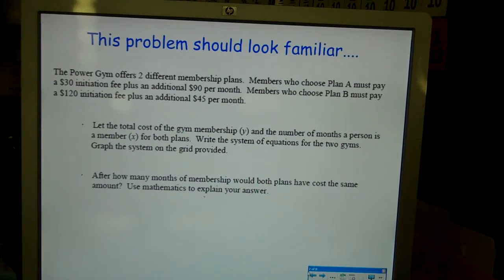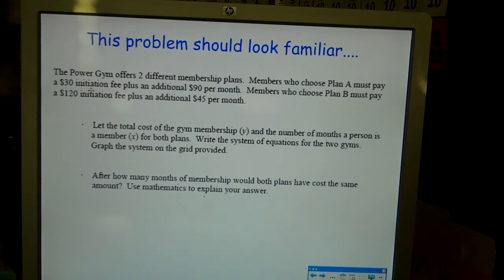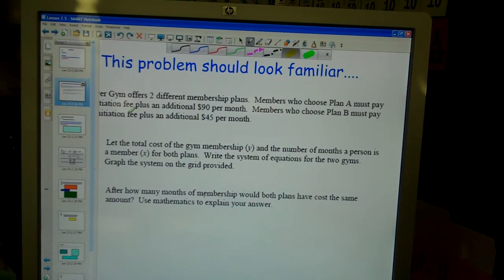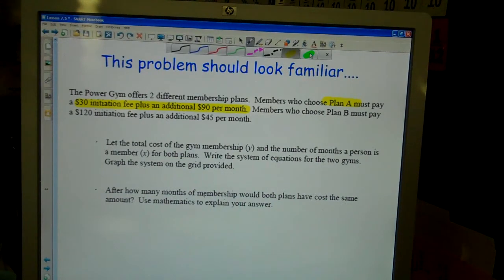The Power Gym offers two different membership plans. Members who choose Plan A must pay $30 initial fee plus an additional $90 per month. Members who choose Plan B must pay $120 initial fee plus an additional $45 per month. So before we go any farther, let's get the important information, okay? We know that Plan A is a $30 initial fee plus $90 per month, okay? And then we have Plan B, which is going to be $120 plus $45 per month, okay?